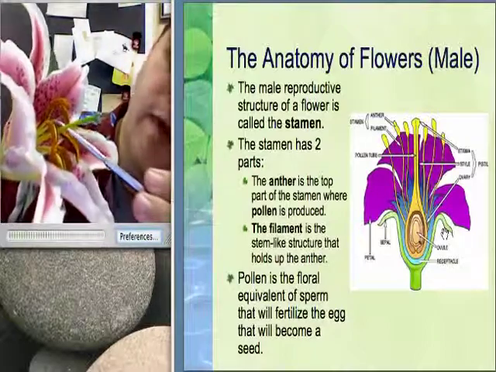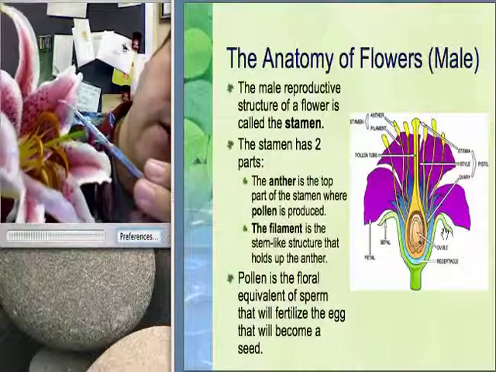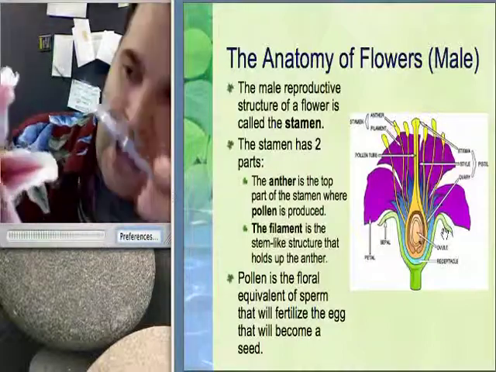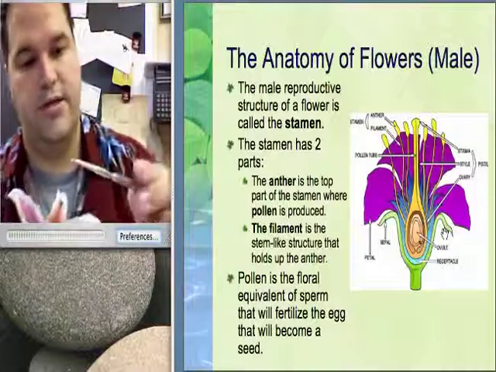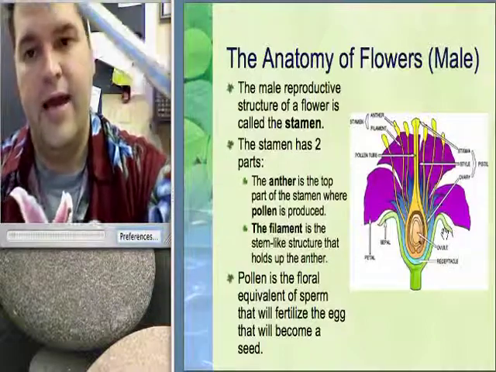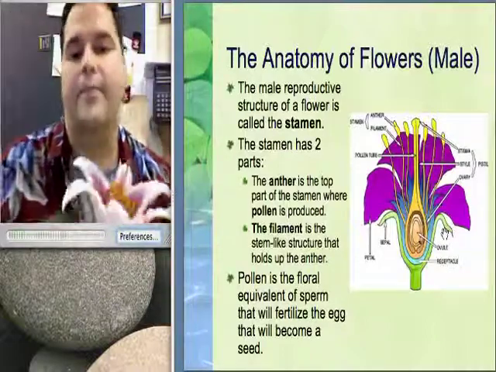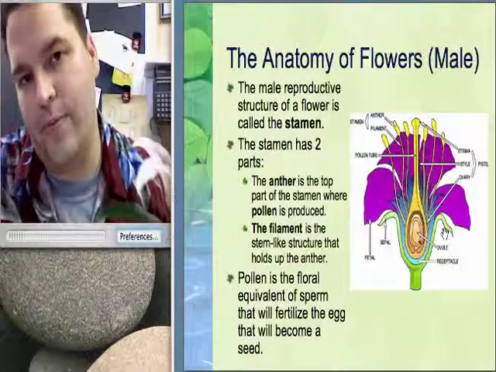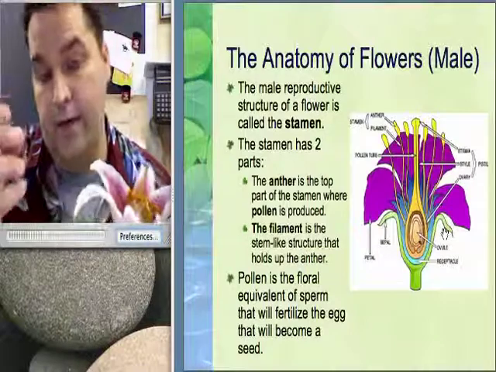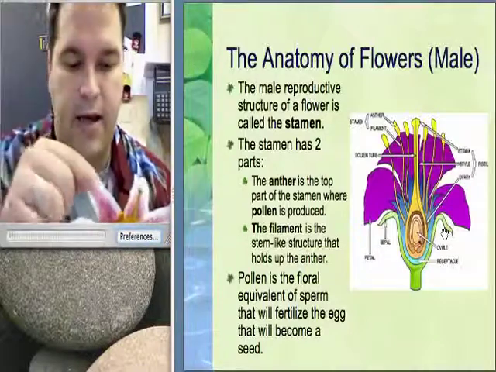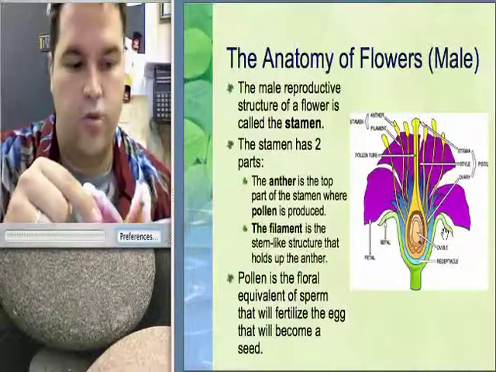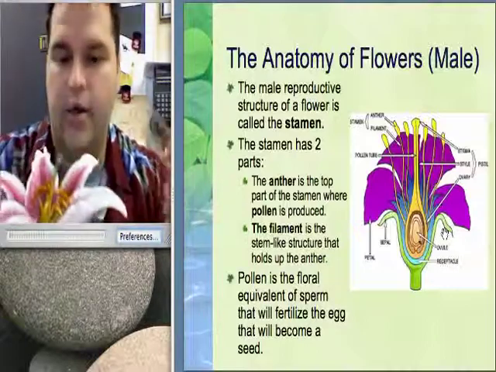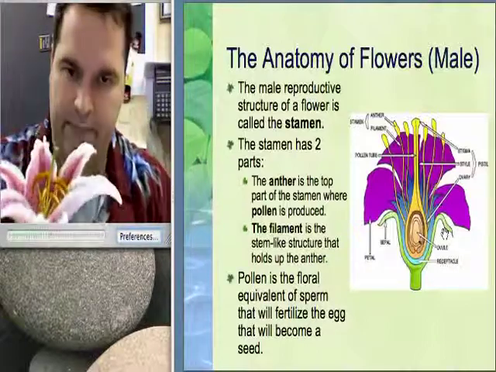So we've got the filament, which is right here, and then we have the anther, which is that big orangey looking thing. The anther is where the pollen is produced, and as I've shown you, the pollen is there. And the pollen is the equivalent to plant sperm. It's the male reproductive seed, or the male reproductive cells. It's the gametes. That pollen will eventually produce a seed once it fertilizes an egg or an ovule.